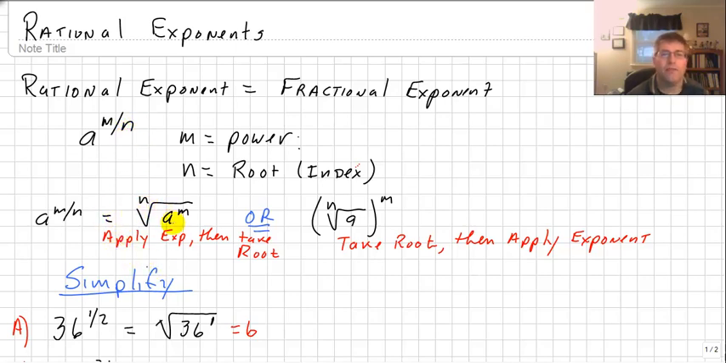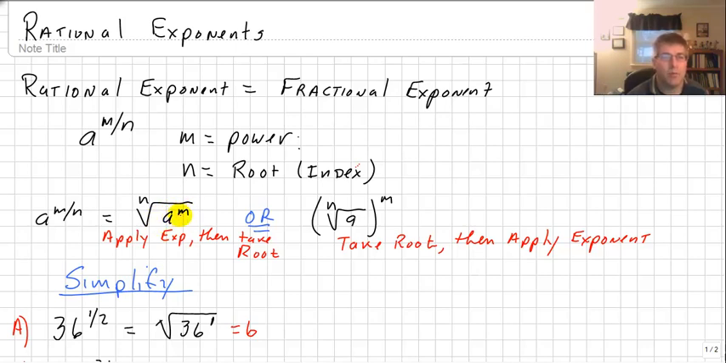There are a couple of different ways to evaluate fractional exponents. First, we convert a to the m over n. We have our power, so it's a to the m, and our root, so the nth root of a to the m. In this case, we would apply the exponent m and then finally take the nth root of it. Or we can take the nth root of our number first and then apply the exponent m. These are both equivalent.